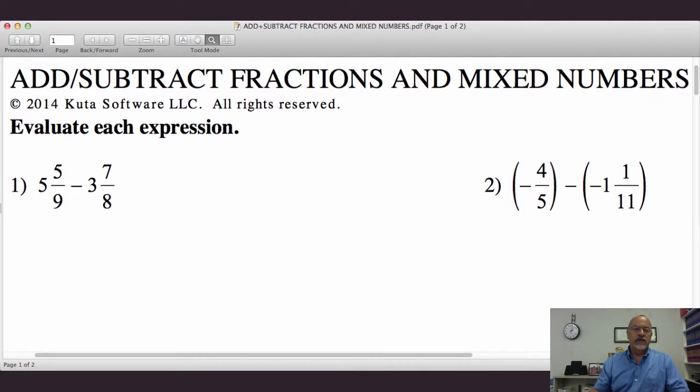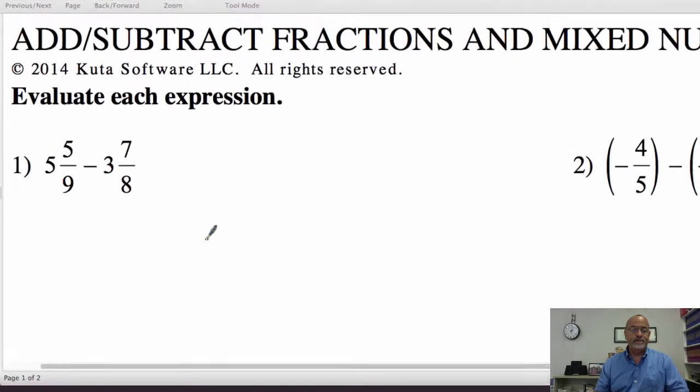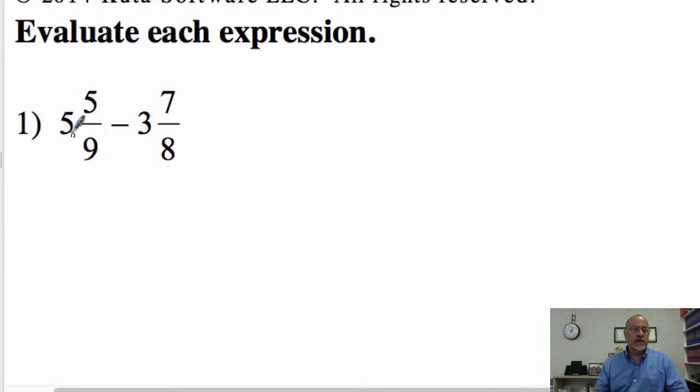So taking a look at our first example, we have two mixed numbers. The first thing we'll want to do is to turn those mixed numbers into their improper fraction form. So the first number, 5 and 5/9, becomes 9 times 5 is 45 plus the 5 is 50 over 9 as an improper fraction. Minus the second fraction is 3 times 8, 24 plus 7, 31 over 8. So I now have their improper fraction form.